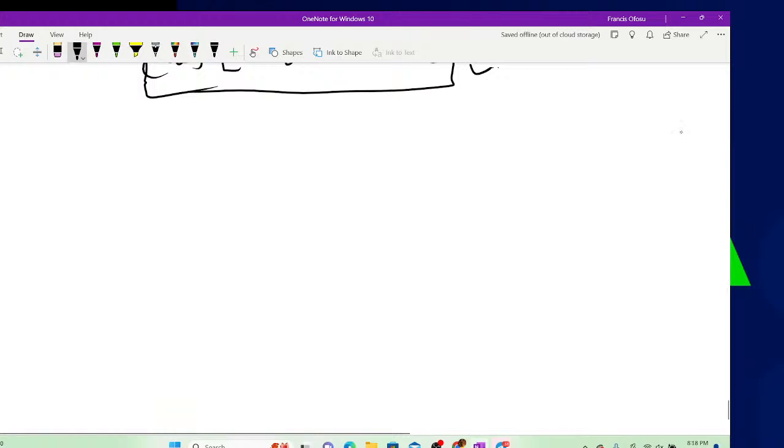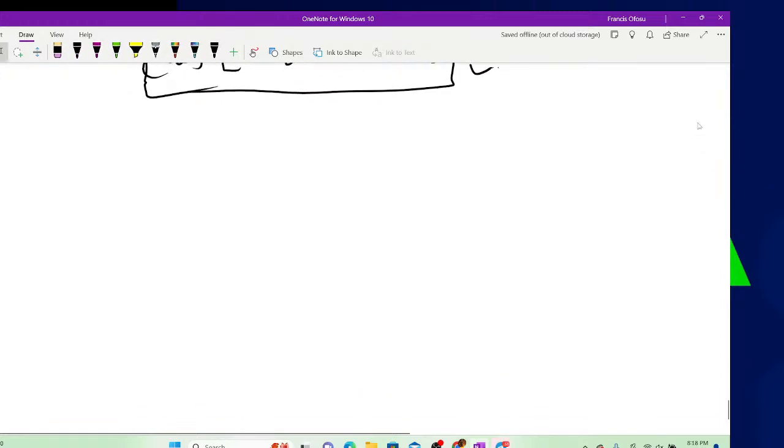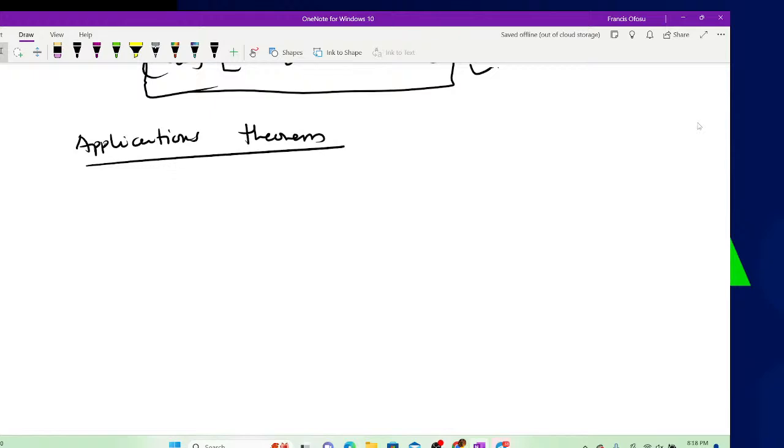Now, what's the usefulness of De Moivre's theorem? That is, the applications of De Moivre's theorem. Let's see some problems here.